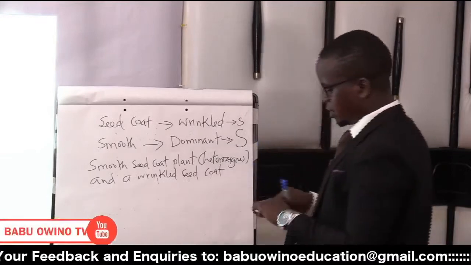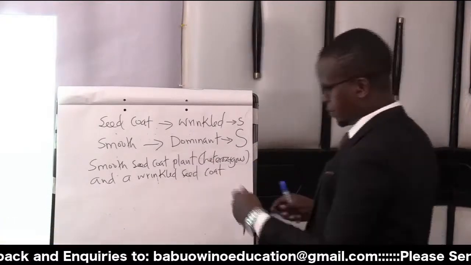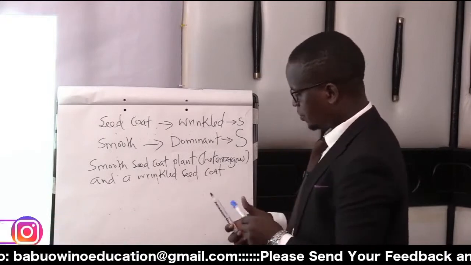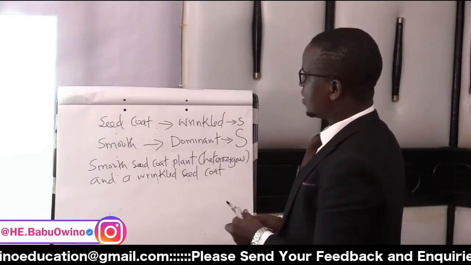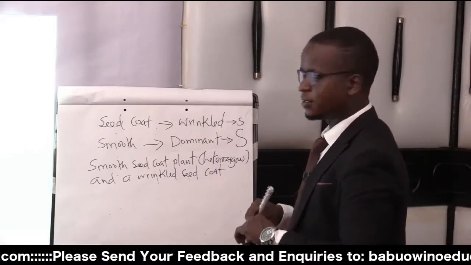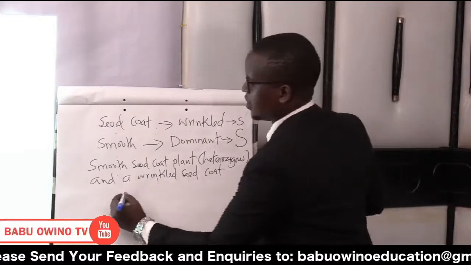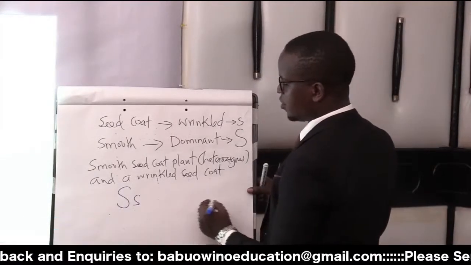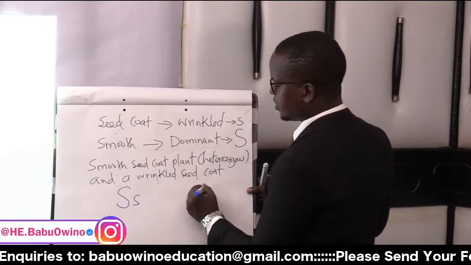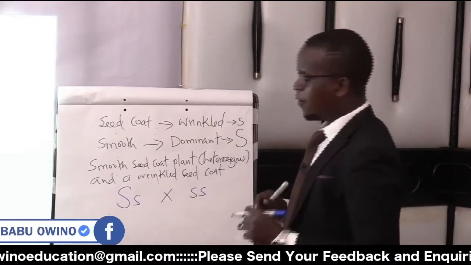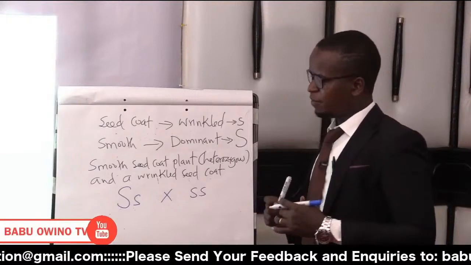So this means in the crossing, I'm not going to go through the illustrations. I just want to drive a point home. Remember, the genotype for the smooth seed coat, which is heterozygous, will be capital S, small s. But for the wrinkled seed coat, it will be small s, small s. And then we have the cross in between. Why do we always have a problem here?